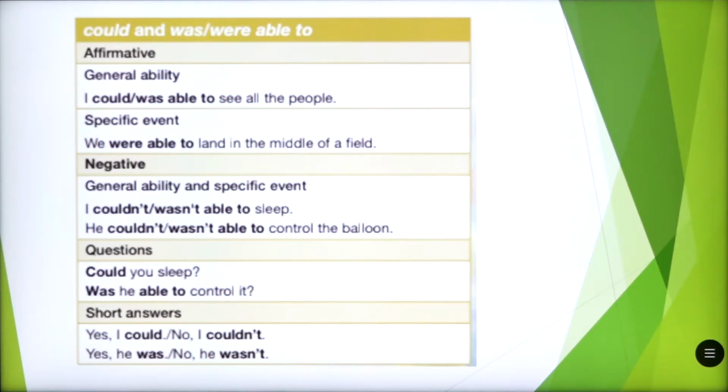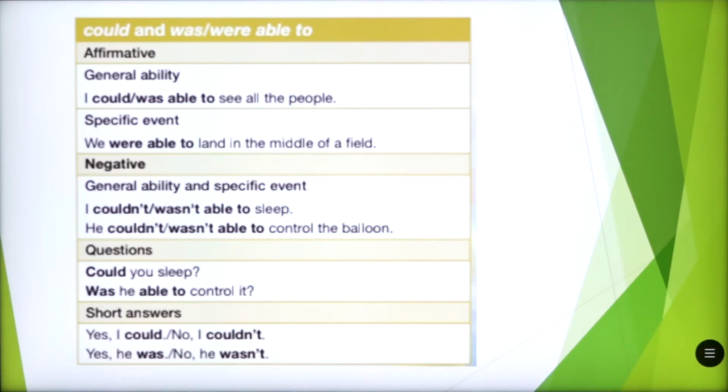Next, we see some sentences in different forms like affirmative, negative, questions, and short answers. We see the order of the affirmative form. I could or I was able to see all the people. In this case, we can use both could and was able to because they describe general ability. Whereas in the second sentence, we have to use only was able to because it talks about a specific event. For example, we were able to land in the middle of a field.